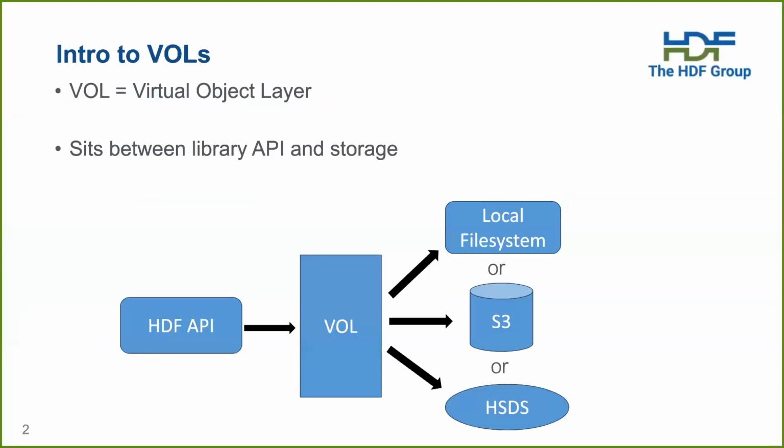To start off, in case you're not too familiar with the internals of the library, what is the VOL connector and what is the VOL layer? VOL just stands for virtual object layer, and it's a layer in the library that sits between the external API that faces the user and how storage is implemented. Depending on which VOL connector you're using, your HDF5 files that you create and write to might be stored in your local file system if you're using the default native VOL. They might go to an S3 bucket, might go to an instance of an HSDS server, or something else entirely. Users can develop their own VOL connectors and use them without any intervention from the HDF Group. And so the VOL layer serves as a good way to increase the flexibility and extensibility of the library.